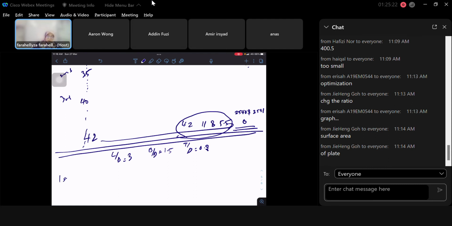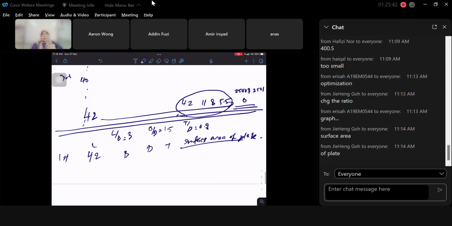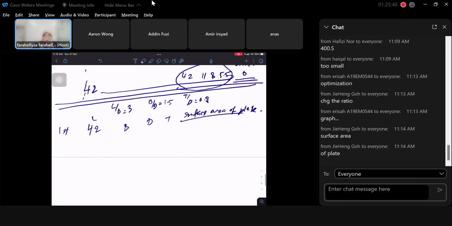For the first trial you start maybe with the last value that you got, 42 L. Then you get what is the B, what is the D, what is the T. Then you find the total surface area of plate. I know some of you missed this part actually. I'm not sure whether you missed it, or you didn't attend class, or you don't remember. Okay, you get the surface area of plate.